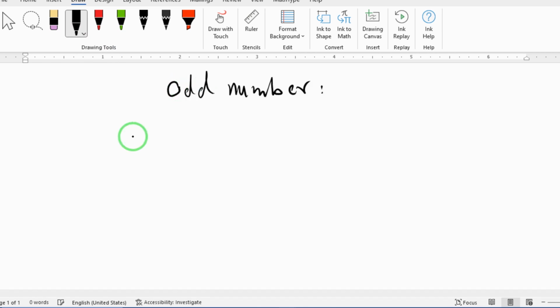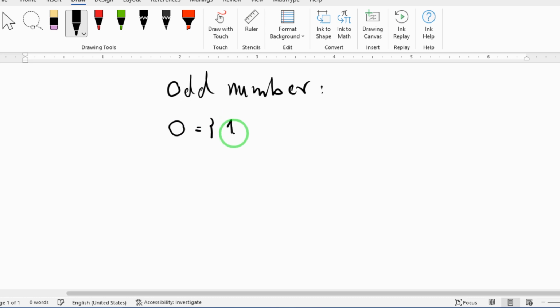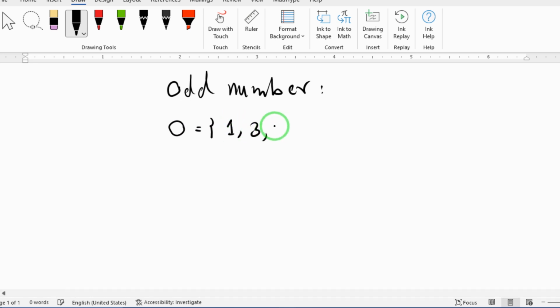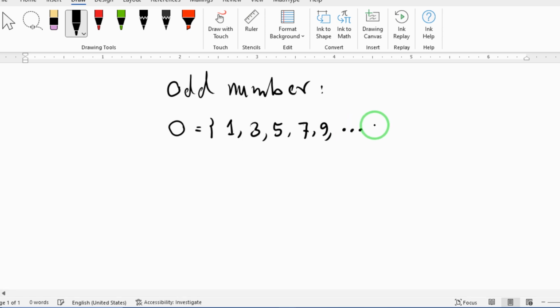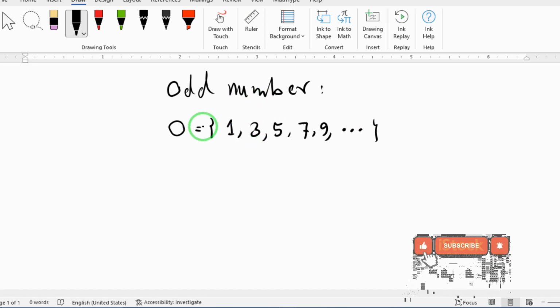What is odd number? Odd numbers are numbers that are not divisible by 2. If we denote the set by O, for example, 1, 3, 5, 7, 9, 11, and so on. These are called odd numbers. An odd number cannot be divided by 2, or cannot be expressed as a pair. So these are odd numbers.